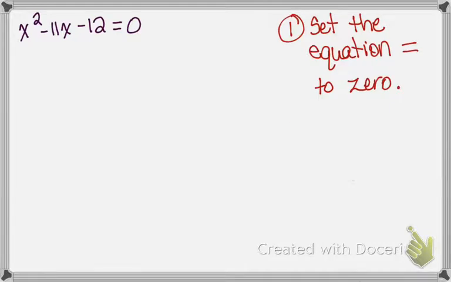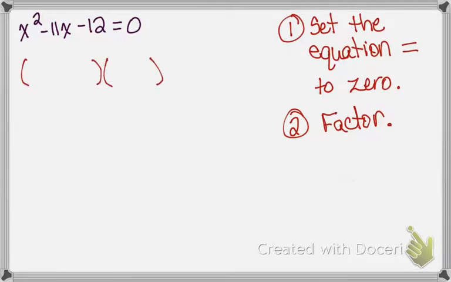So then your next step is to factor. We're going to factor this, okay? So we're going to factor it. I've got a negative product and a negative sum. My product is negative 12. My sum is negative 11. What is it? What are my two numbers? Good, excellent. X minus 12 and x plus 1. So I have factored.